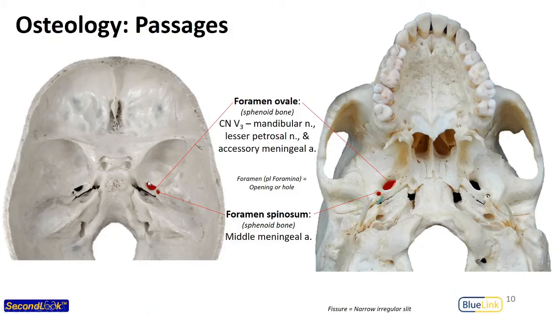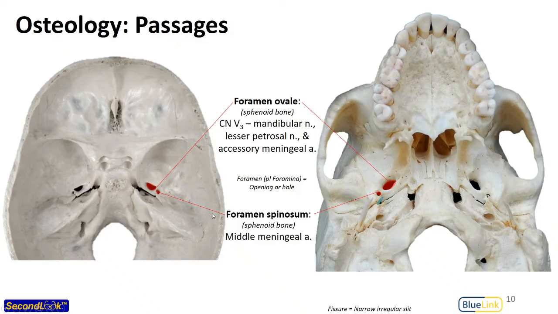We remember it from that superior view as well, and that's where we see V3, or the mandibular nerve, the third branch of the trigeminal nerve, passing from the cranial cavity out into the infratemporal fossa. In this space, we also see the lesser petrosal nerve related to the parotid gland innervation. More on that in a few. And then also an accessory meningeal artery can sometimes pass through.